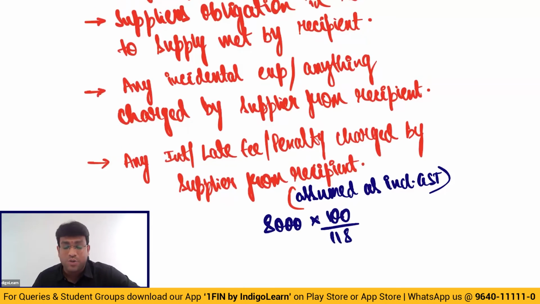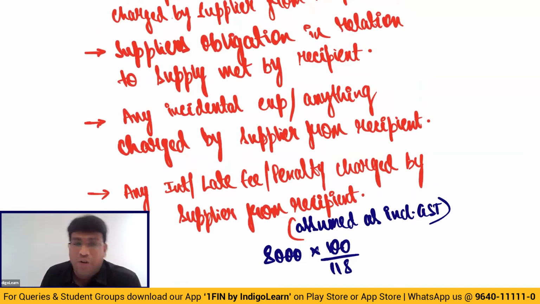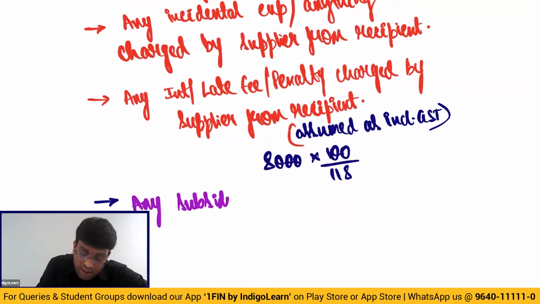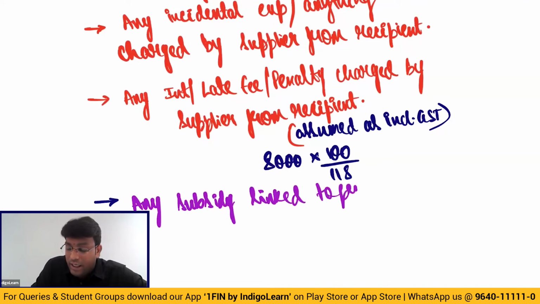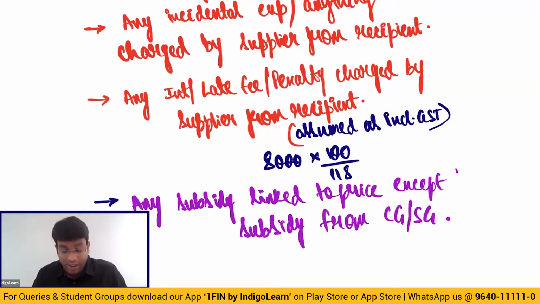So what is the first point I wrote? Any tax, duty, cess, fee, except GST, TCS under income tax charged by supplier from recipient. Second one, supplier's obligation in relation to supply met by recipient. Third one, any incidental expenses or anything charged by supplier from recipient. Fourth one, any interest, late fees, penalty charged by supplier from recipient. Last point, any subsidy linked to price except subsidy from central government or state government. So any subsidy which is linked to the price, that is also added, my dear friends, except when the subsidy is coming from central government or state government. Apart from that, rest all subsidies are included.